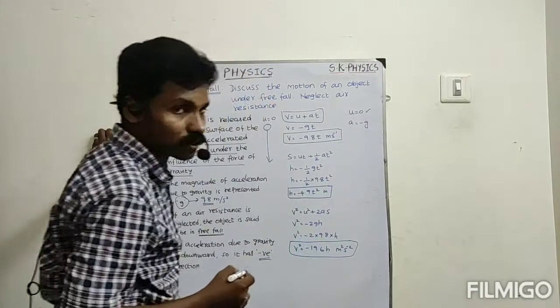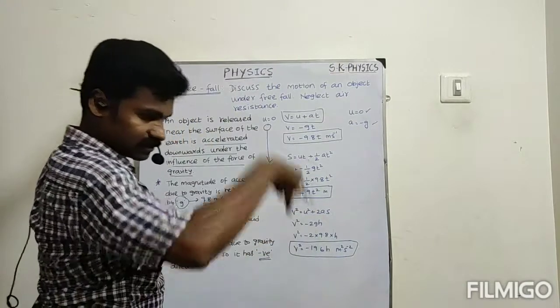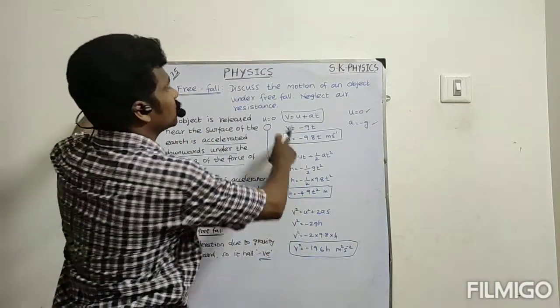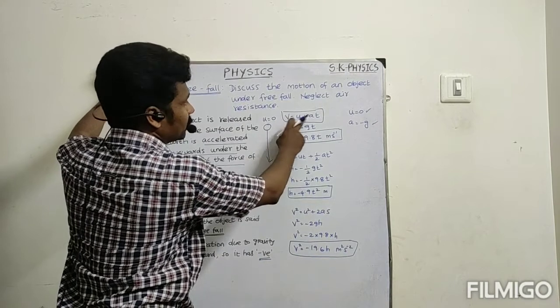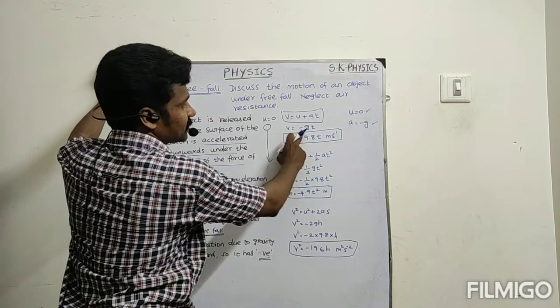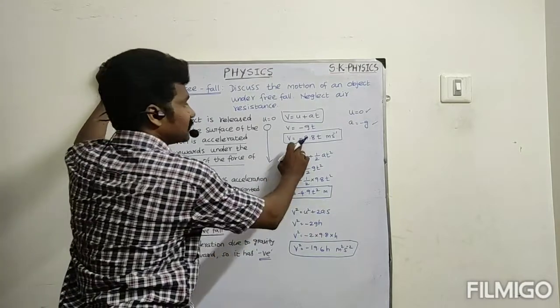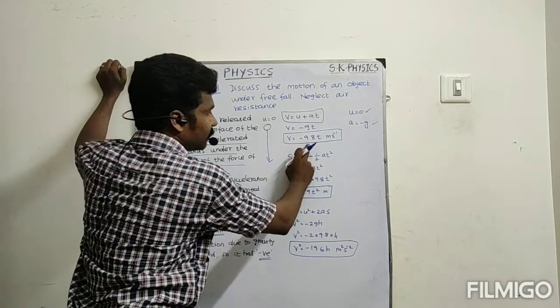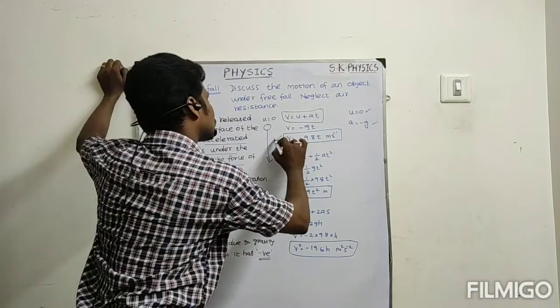U is taken as 0. And then a value is taken as minus g, because this is the y-axis. So the u value is 0, so it will not come. A is equal to minus g, so v is equal to minus gt. What about the g value? Minus is already there, g value 9.8, so v is 9.8t meter per second. So this is one result.